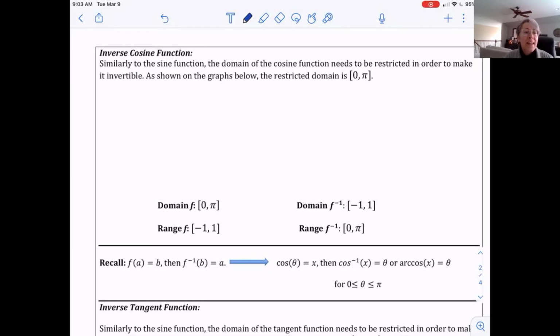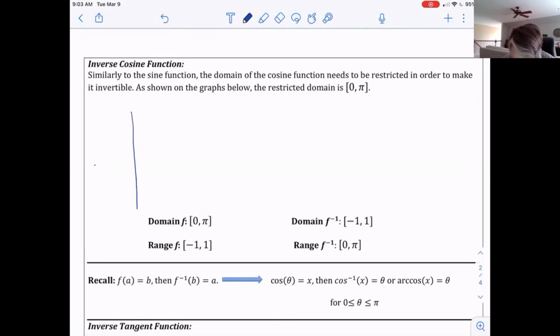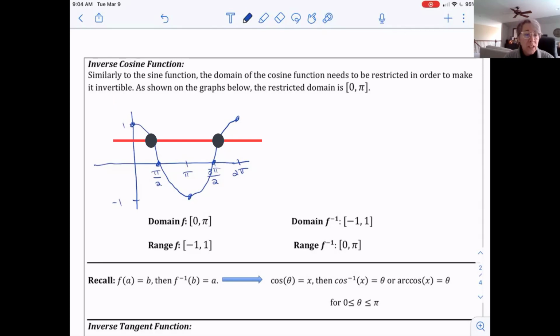So now taking a look at the cosine function, let's focus on what the original equation looks like first. I'll draw it quickly. Notice this is just one period of our cosine function, but again, it does not pass that horizontal line test. It needs to be 1 to 1. This one, though, hits all of our y values from -1 to 1 between 0 and pi.